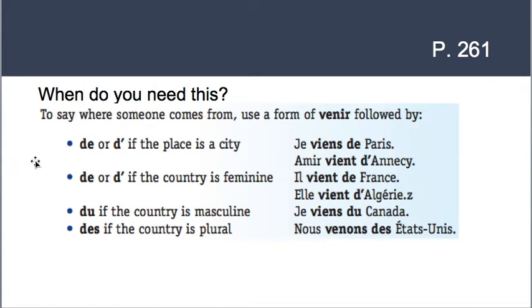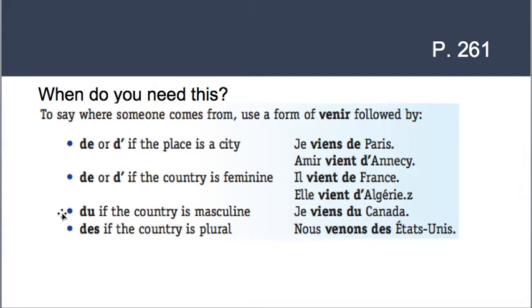If you're going to tell what city a person is from, you will be using either de or d'. Why do we use d' sometimes? Well, just like our second example here, the place is called Annecy, which begins with a vowel sound, so we would contract it. Amir vient d'Annecy. Our second example is a country. If a country is a feminine country, we're going to use de or d'.